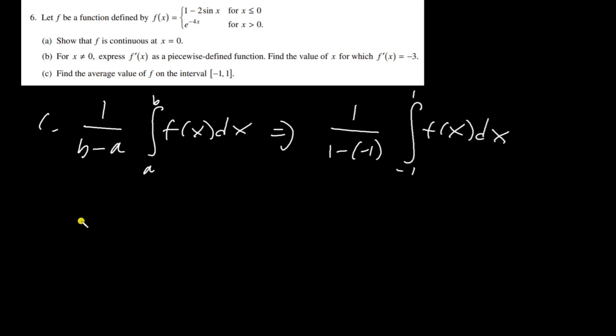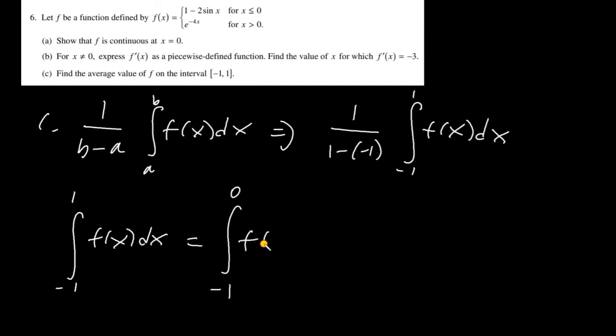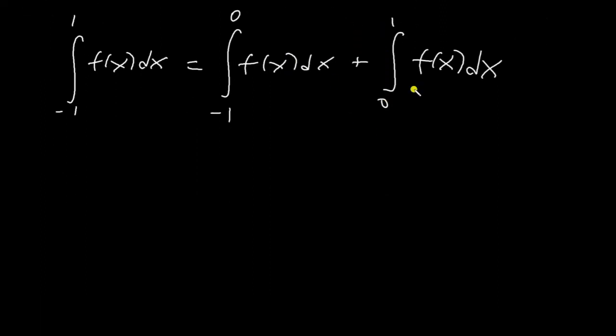Okay, well, what we're going to do is we're going to take this integral from -1 to 1 of f of x dx, and say, okay, I can split this up, right? I can do just this part and just this part. So I can do it from -1 to 0, and from 0 to 1. And if I add these 2 integrals together, then I should get my entire integral, right? And I know exactly what goes in here, and I know exactly what goes in here, right? For this one, it's going to be 1 minus 2 sine x, and for this one, it's e to the -4x, okay? So all we got to do is evaluate these 2 integrals.